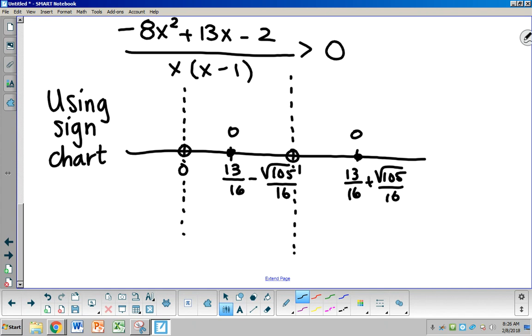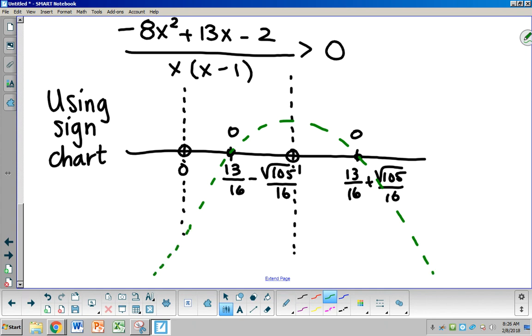I chose this one on purpose because do we know what a number is between 0 and 13 over 16 minus root 105 over 16? I don't know, do I? Nor do I want to guess. So what we're going to do is superimpose the numerator through its zeros. What kind of shape is the numerator? It's a quadratic that opens down, so let's do that. That's easy enough to do through its two zeros. There it is.